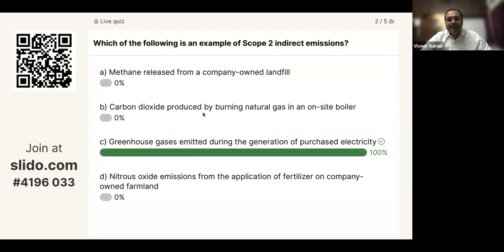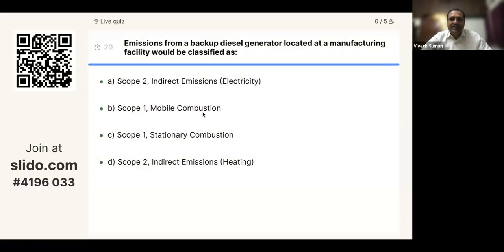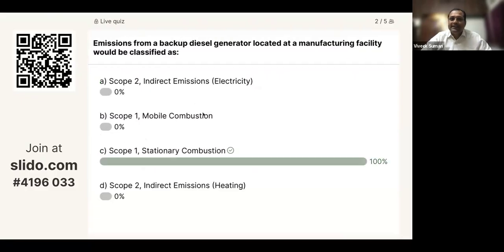Okay, correct answer. Everyone, very good. Impressed. Next question. Emission from backup diesel generator, not the main DG. Backup diesel generator located at manufacturing plant will be classified as well. Trick question hai. Careful. Okay, correct answer. Everyone, good job.